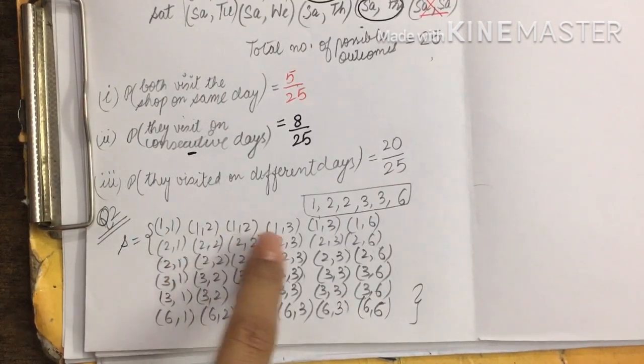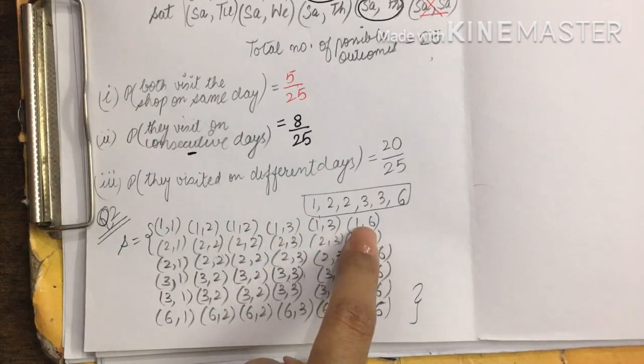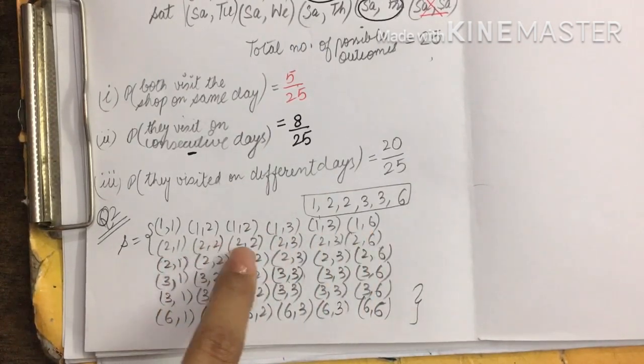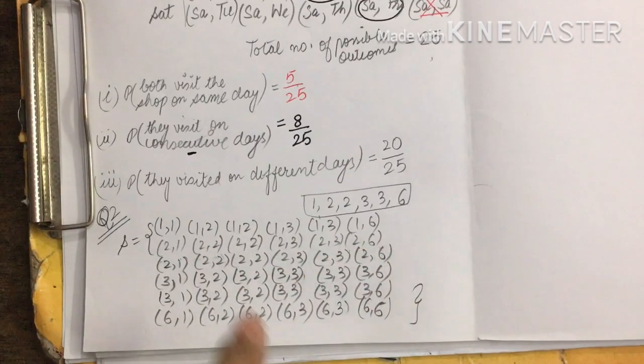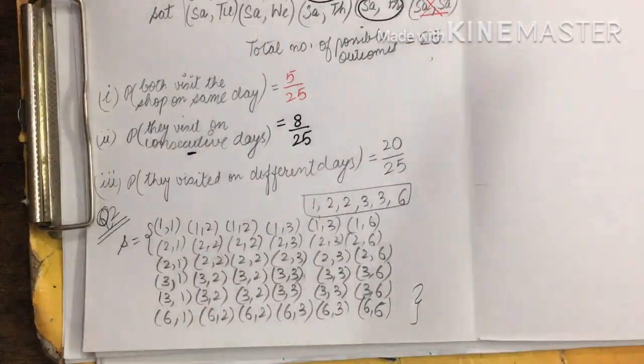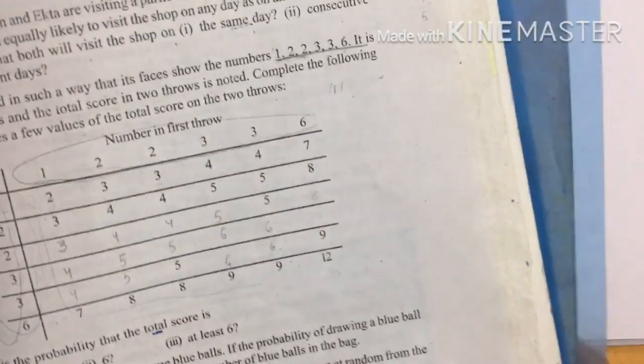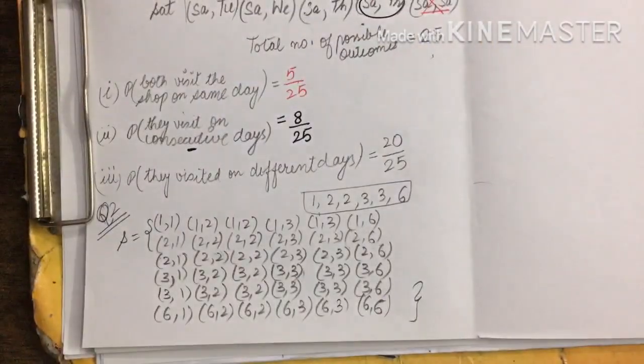3, 3, 4, 4, 7. 3, 4, 4, 5, 5, 8. Now, keeping this in mind, if you look at the question, you would know how they have filled up the table. So let's quickly take a look at this, and side by side let's take a look at the sample space as well, so that it's easier to do.